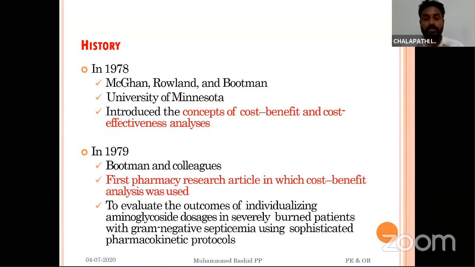So they checked what happens when you individualize the aminoglycoside dosage, giving individualized drug therapy, or what we call precision medicine, a newer concept which is booming in India. They studied how cost effective it is when treatment is individualized from patient to patient. In burned patients with gram-negative septicemia, the treatment was aminoglycoside, and they published the first pharmacy article in 1979, by Bootman and colleagues, the same people who introduced the concept of cost effectiveness and cost benefit in 1978.